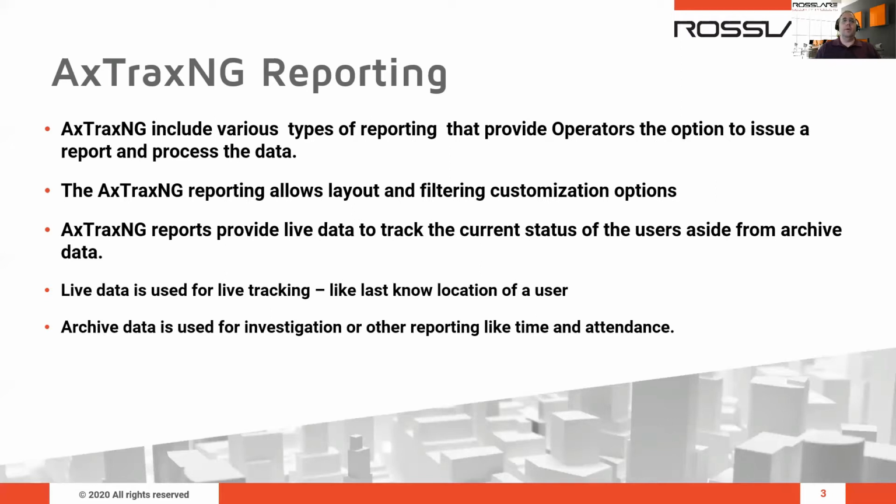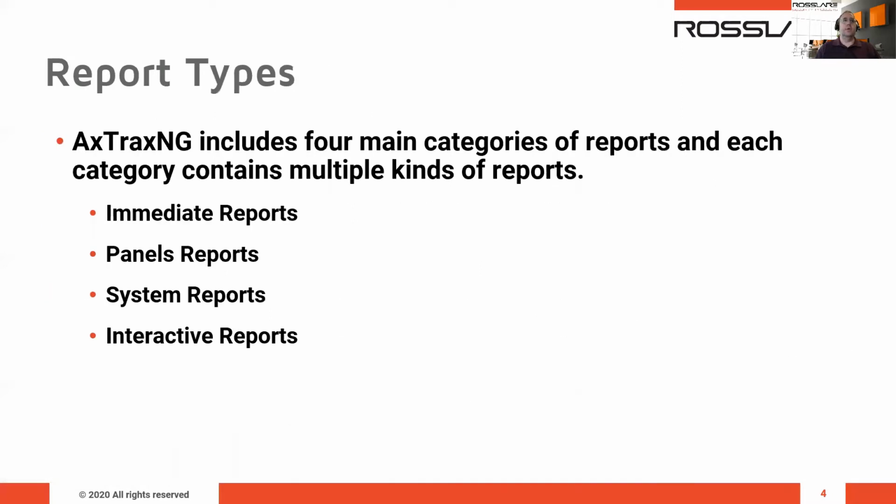Let's review which report types we have on AxTraxNG. We have four major report types. We have the immediate report, which is the online, live reporting. It's a list of details of recent movement between the last few hours, between 1 hour and 99 hours. This is used for live tracking of the areas and users in the system, besides the live events active in AxTraxNG. This will give you more information to sort and log the live events.